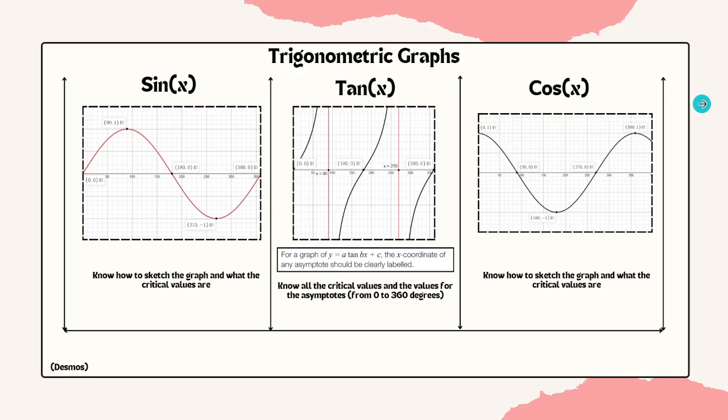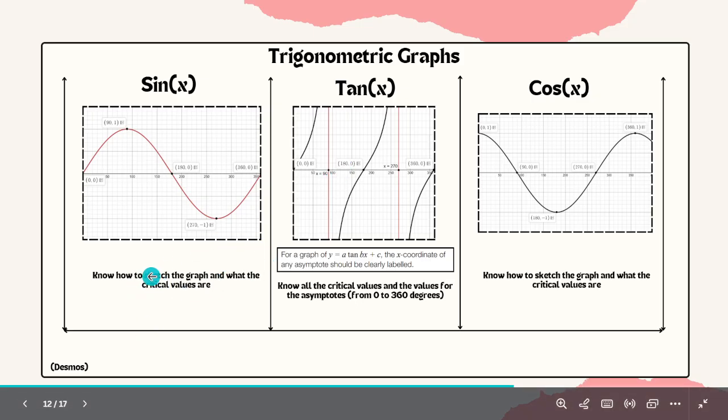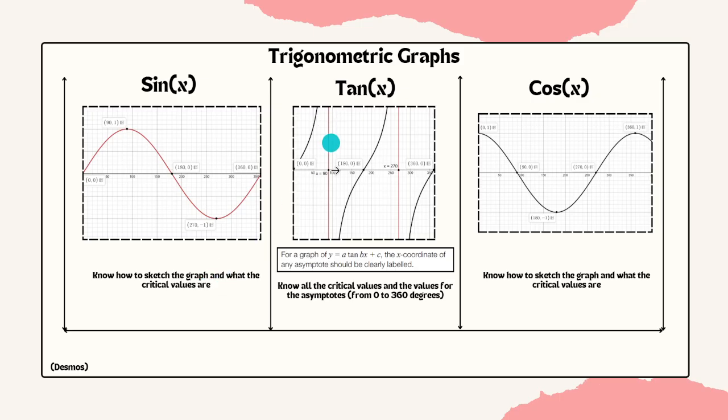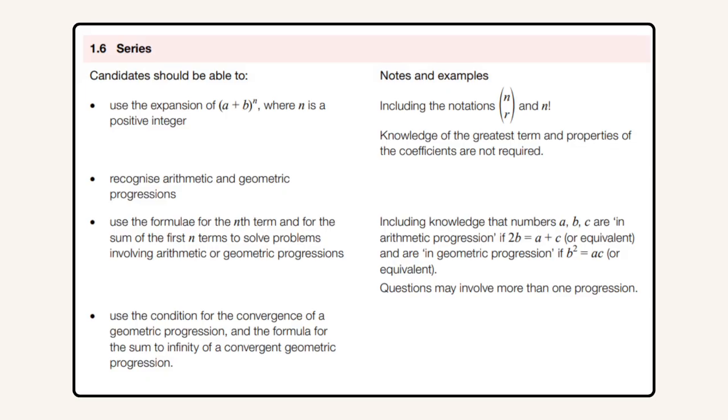And you have some basic graphs you need to know about. Sin x is over here. You have your maximas and minimas. You need to know how to sketch this graph and you need to know the critical values. For tan x, you need to know all the x-intercepts and then the asymptotes. So from 0 to 360, your x-intercepts are 0, 180, 360. Your asymptotes are 90 and 270, right? Then similarly for cosine x, you need to know how to sketch it. So you can use Desmos again for this.